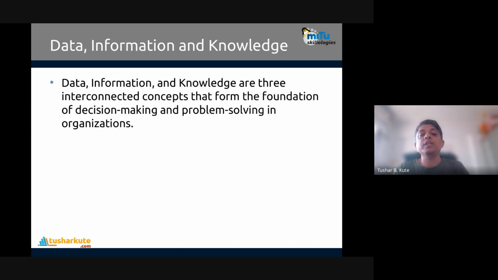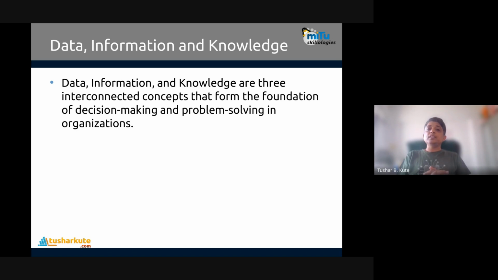Before actually understanding business intelligence, we have to understand the differences among the terms which I have given here. These terms are data, information, and knowledge. These terms are interconnected to each other. Somewhere you can find data science, information technology, knowledge discovery in databases. So many different terms we basically use.